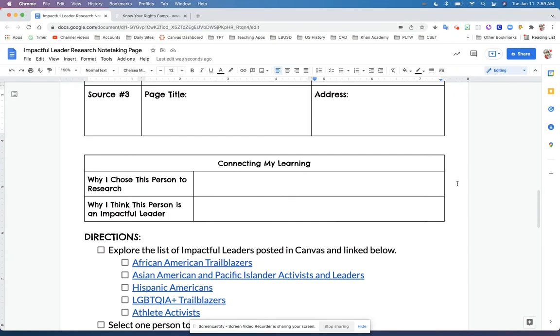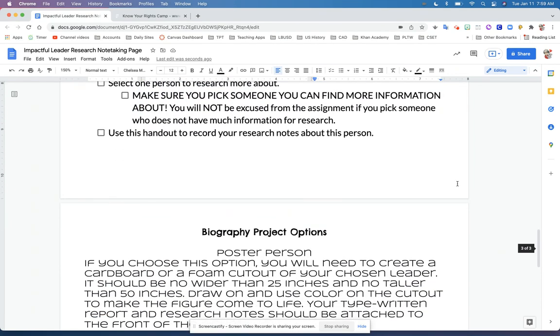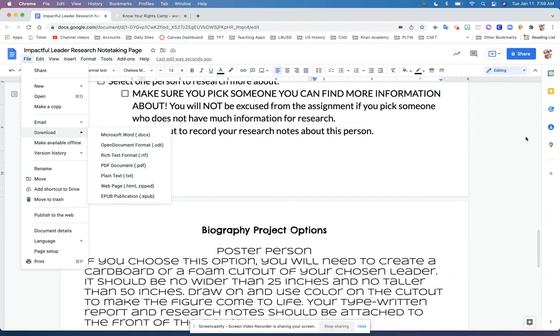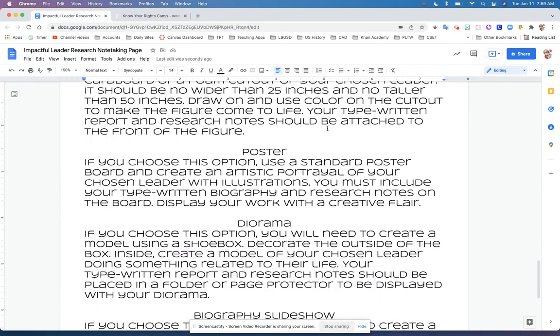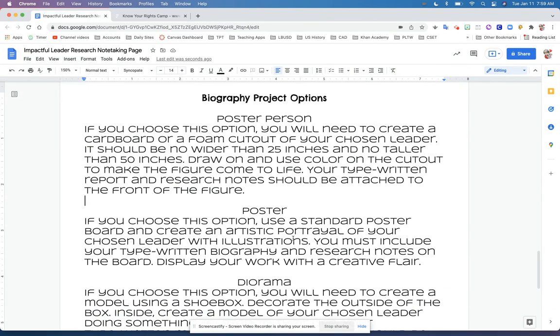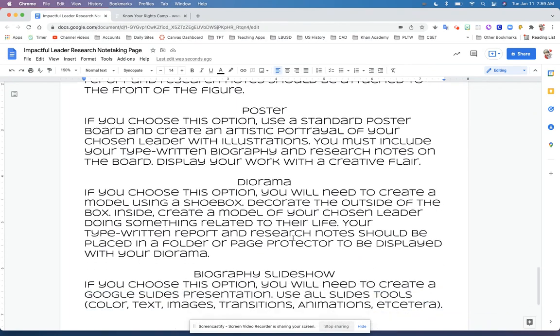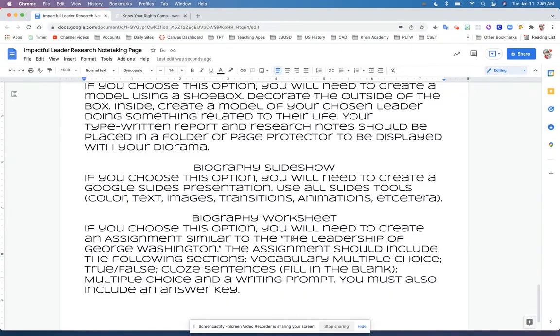Okay. So after you have completed this, you are going to download it as a PDF. So again, file, download, PDF. Okay, so you are going to download this as a PDF and you are going to submit it to me on Canvas. Now, if you are doing any of these other activities, the poster person, the poster, or the diorama, you're going to bring those into me when they are done. And if you are doing the biography slideshow or the biography worksheet, you are going to submit those to me via Canvas as well. Okay, and please ask if you have any questions.